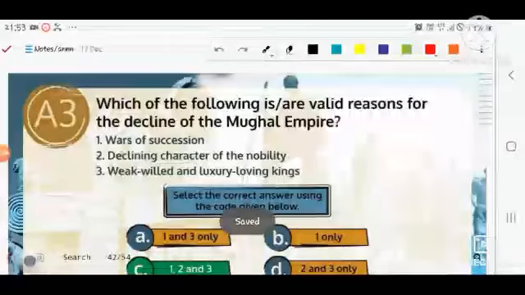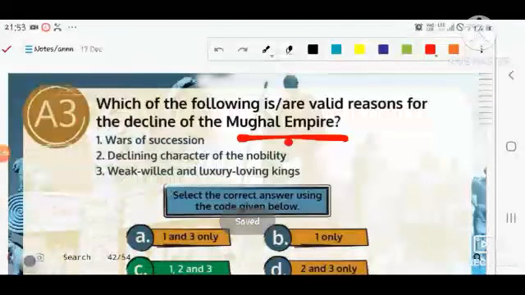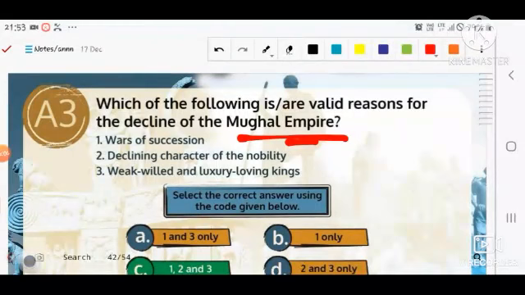Let's discuss the next question. Next question: what is a valid reason for the decline of the Mughal Empire? Number first, yes, the war of succession between, for example, Aurangzeb and his various brothers. Second is Dara Shikoh also, and later after Aurangzeb.